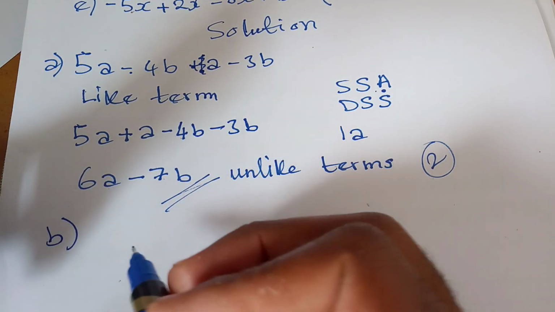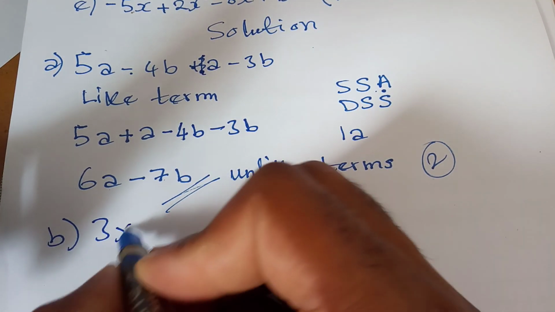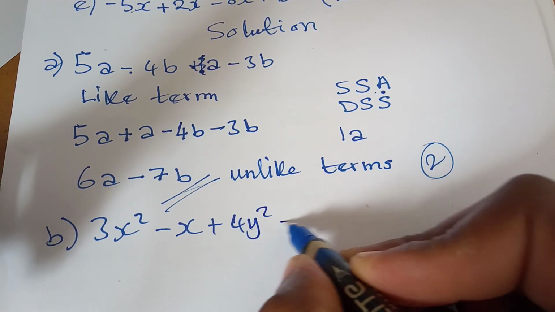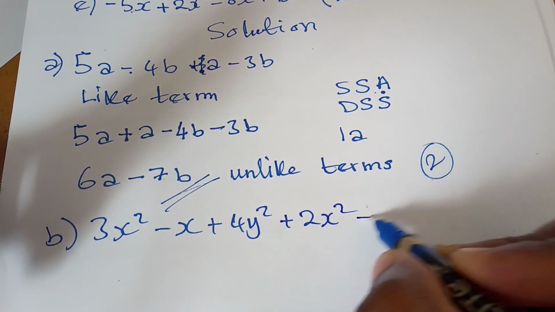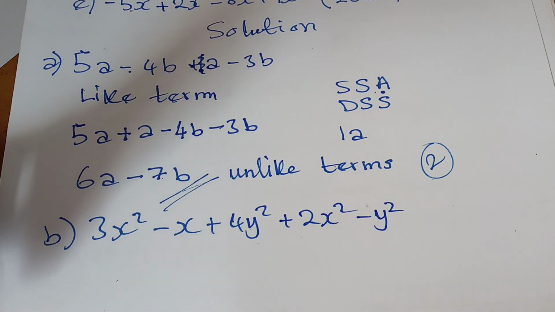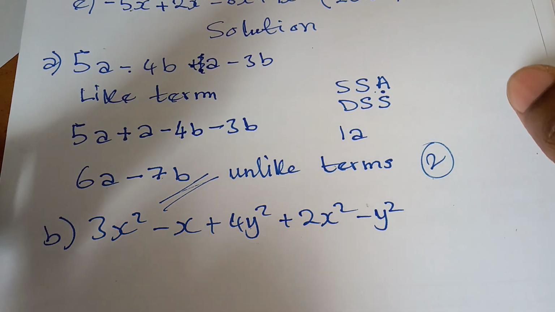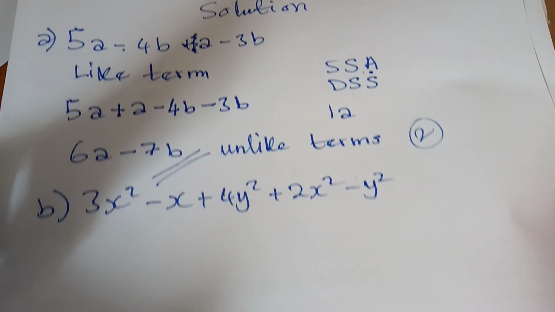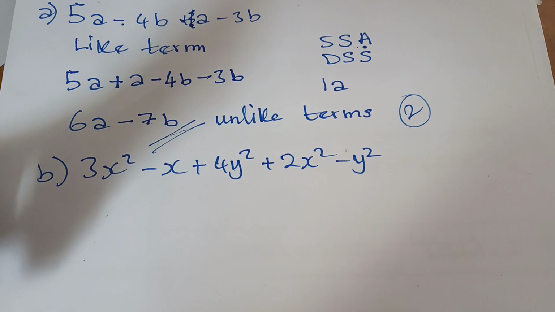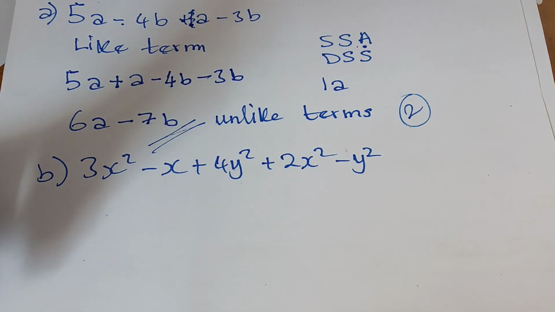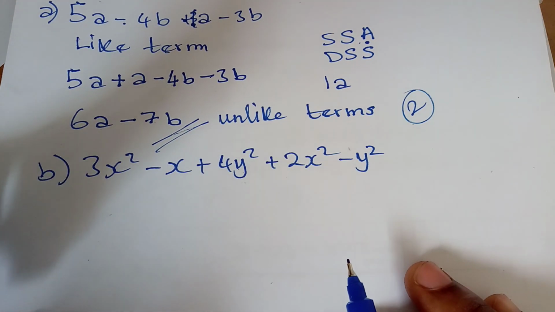So part B, we have 3x squared minus x plus 4y squared plus 2x squared minus y. So if you know what to do, you can even pause the video and attempt it and then compare your answer with mine so that we are moving in the same direction. So now we can collect the like terms.